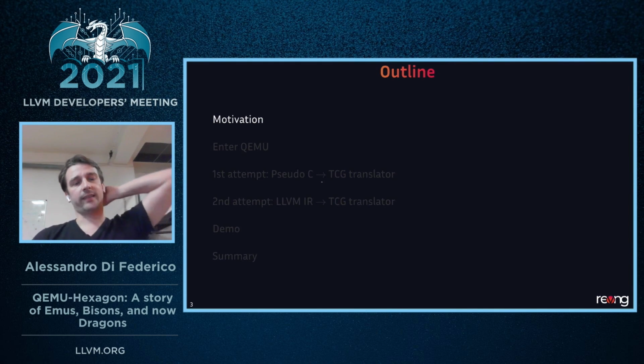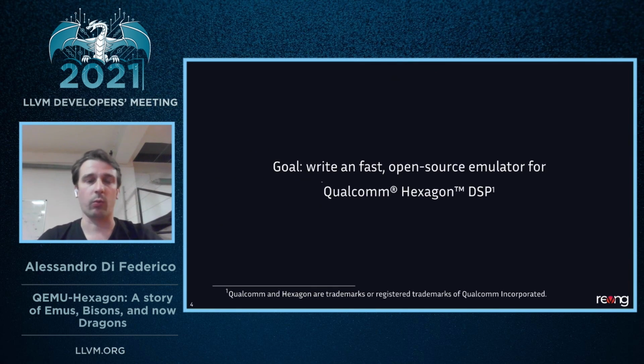Okay. Let's start with our initial goal, or why did we get into this project? Well, we needed to write an emulator for the Qualcomm Hexagon DSP, which needed to be both fast and hopefully open source, because we like open source. Hexagon is a pretty interesting architecture.